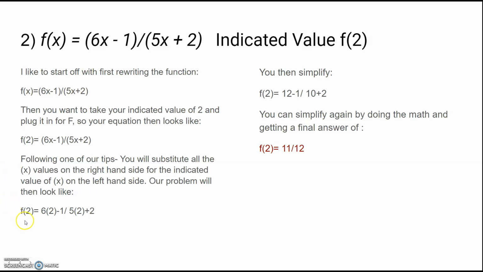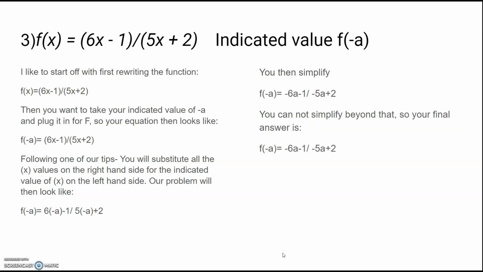Our problem then looks like f of 2 equals (6 times 2 minus 1) over (5 times 2 plus 2). You then simplify, so you end up with f of 2 equals (12 minus 1) over (10 plus 2). You can simplify again by doing the math and getting a final answer of f of 2 equals 11 over 12.